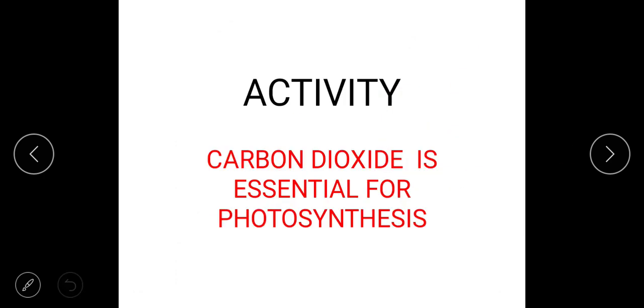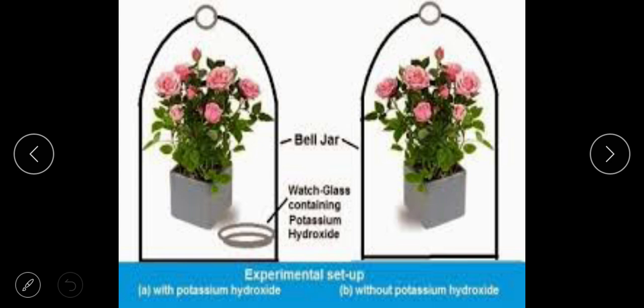Second activity: carbon dioxide is essential for photosynthesis. Without carbon dioxide, photosynthesis will not take place. For this, you have to take two potted plants, of a similar type if you can. Again, destarch them. Destarch means you keep them in the dark for 2-3 days. Bring them into the sun, keep them on the same plane and cover them with bell jars. Mark them as A and B.